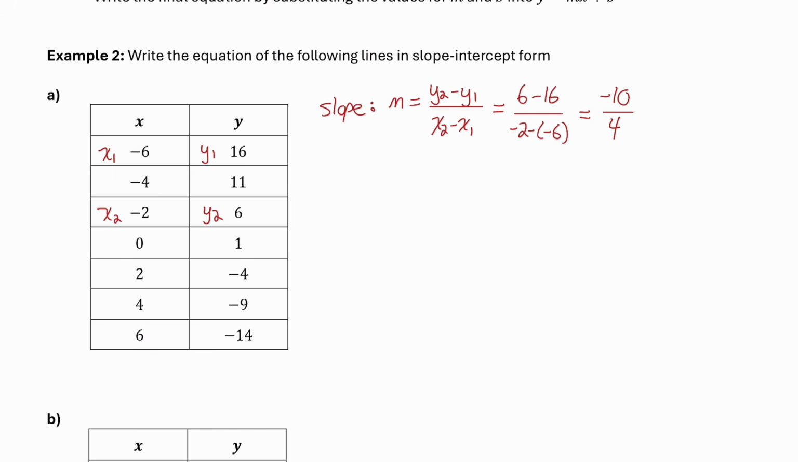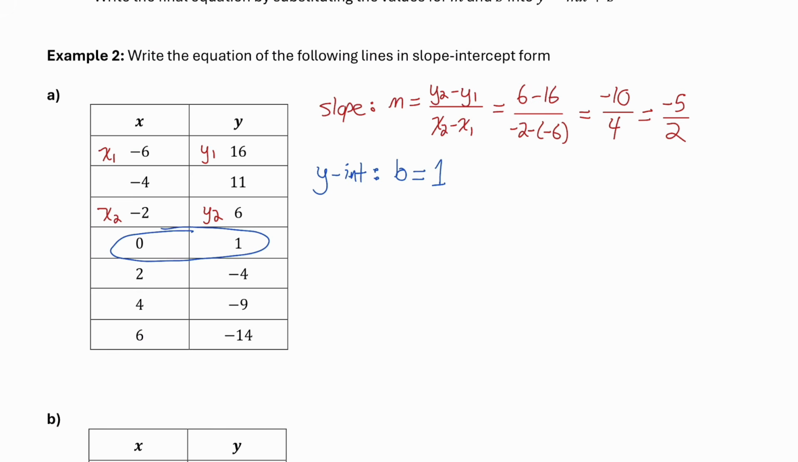And then you should always simplify your slope. So if we have -10 over 4, 2 divides evenly into both of those numbers, divide top and bottom by 2, gives us -5 over 2. And next, I can find my y-intercept by looking for when x is 0, what's y? Well, this point right here, the point 0,1, is on the y-axis. So my y-intercept, my b value, is the value of y that corresponds to when x is 0. Well, when x is 0, y is 1, so my b value, my y-intercept, is 1.